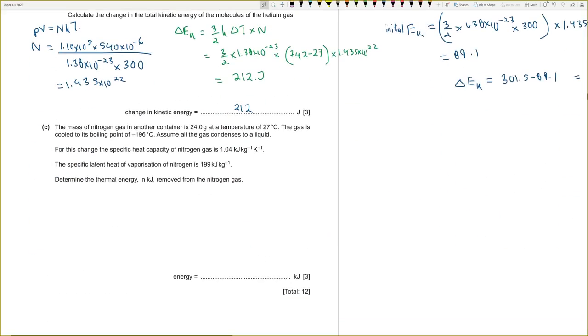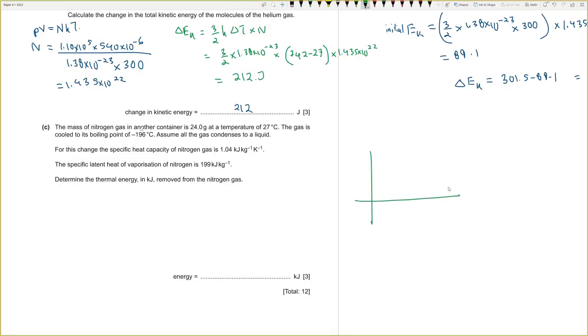The mass of nitrogen gas in another container is 24 grams at a temperature of 27 degrees Celsius. The gas is cooled to its boiling point of minus 196. Assume that all the gas condenses to a liquid. For this change, the specific heat capacity of nitrogen is 1.04. The specific latent heat of vaporization of nitrogen is this. Determine the thermal energy removed from the nitrogen gas.